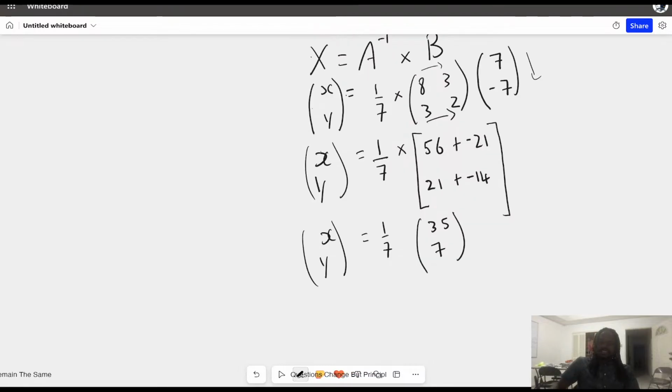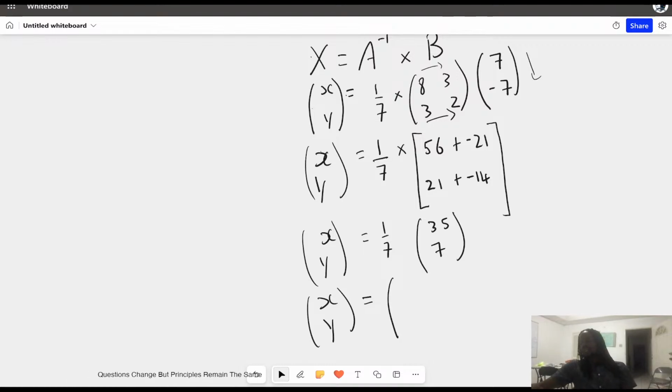Still not finished yet. And yes, people, it is long. It is a bit long, and you have to try to remember all of the steps then. So what do I do here now? When you're multiplying that by the fraction, basically just divide by the denominator. So 35 divided by 7, that is 5. 1/7 of 35 is 5. 7 divided by 7, that is 1. 1/7 of 7 is 1.